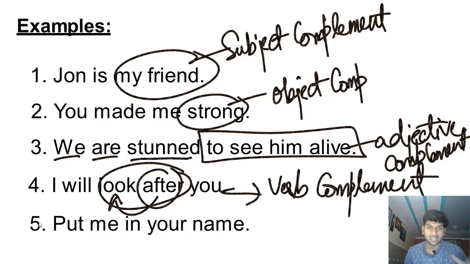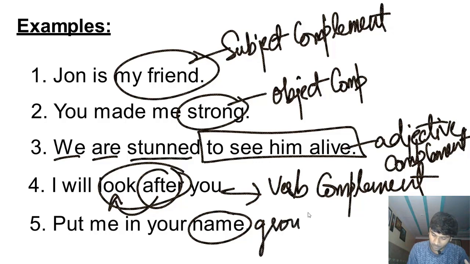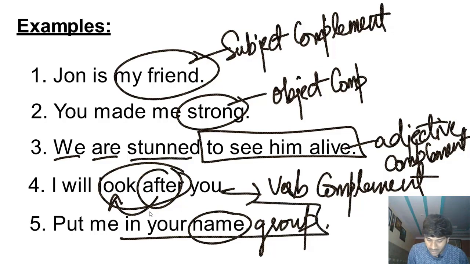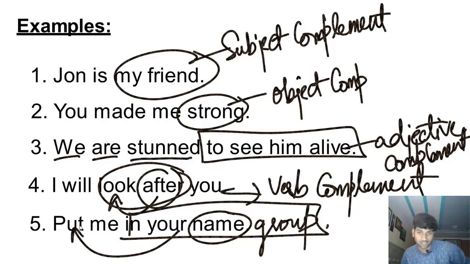Last example, put me in your, no, not in your name, put me in your group. Okay, this is incorrect. Put me in your group. So put me where? In your group. If I take this piece of information out, the sentence will not make any sense. Put me where? It does not have any meaning. So in your group is an adverbial phrase which is completing the meaning of the verb put. So it's an adverbial that is working as a complement, so we call it adverbial complement.